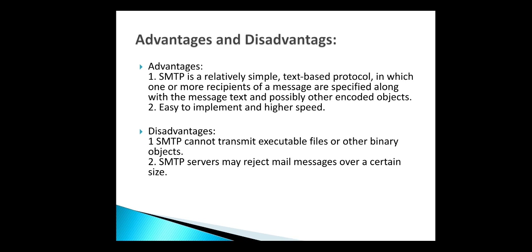What are the advantages and disadvantages of SMTP? It is a relatively simple text-based protocol in which one or more recipients of messages are specified along with the text message and possibly other encoded objects. It is easy to implement and has higher speed. Disadvantages: SMTP cannot transmit executable files or other binary objects. SMTP servers may reject mail messages over a certain size.